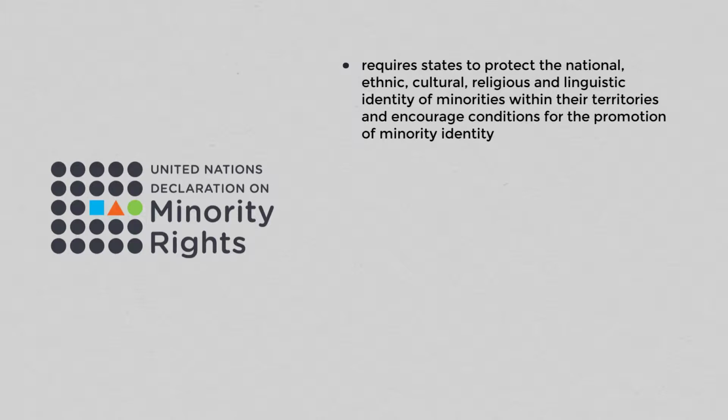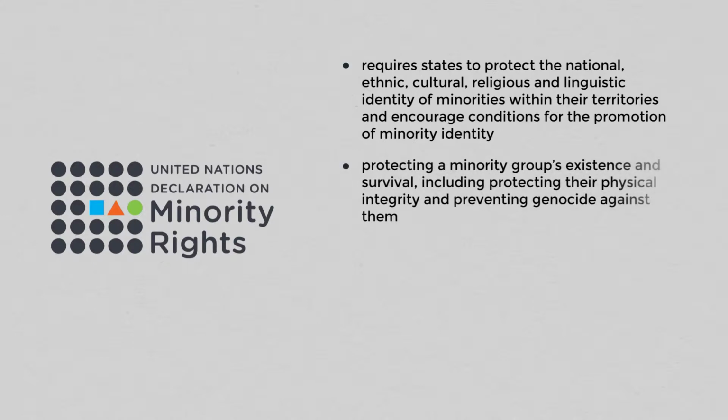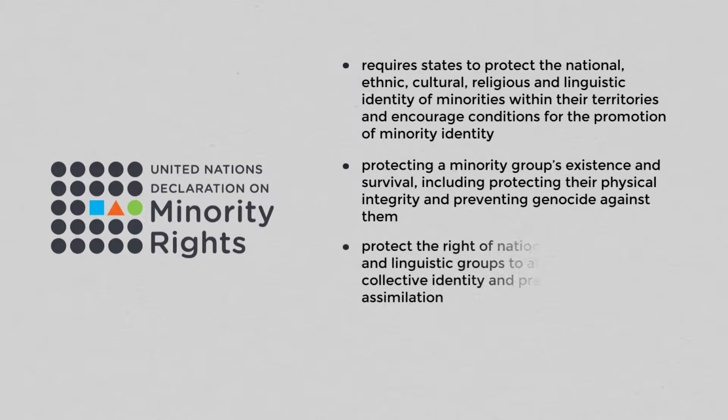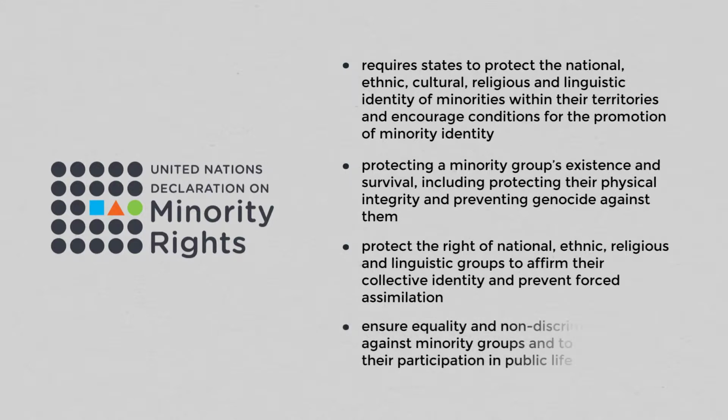Among the obligations of states outlined in the minority declaration is protecting a minority group's existence and survival, including protecting their physical integrity and preventing genocide against them. States are also obligated to protect the rights of national, ethnic, religious, and linguistic groups to affirm their collective identity and prevent forced assimilation. In addition, states are obligated to ensure equality and non-discrimination against minority groups and to facilitate their participation in public life.